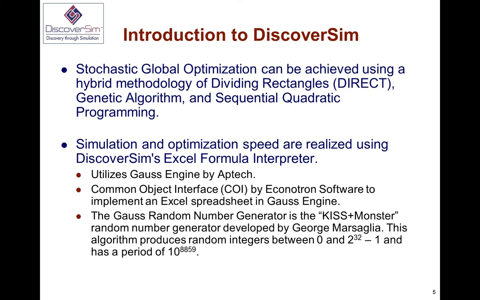As I mentioned to you, we use an outside engine called Gauss by Aptech. There's a very good random number generator built into that. It's also a very powerful computation engine, and that is where the actual core calculations are done. So that's all outside of Excel and then brought back in. You don't see that as a user.